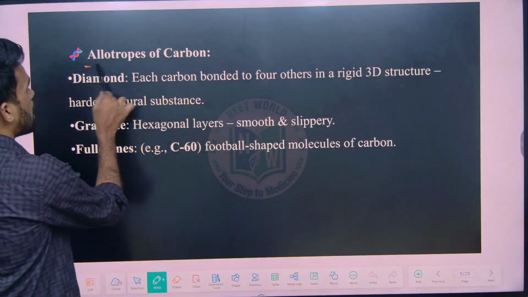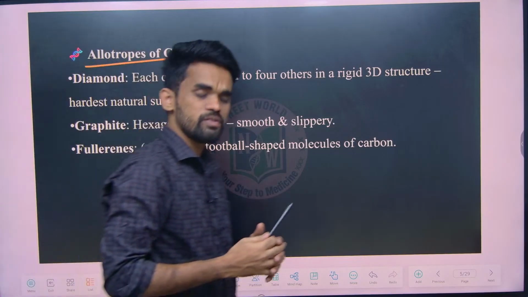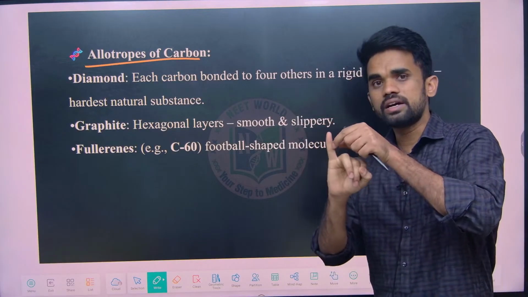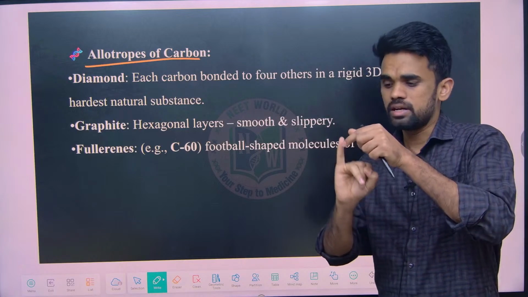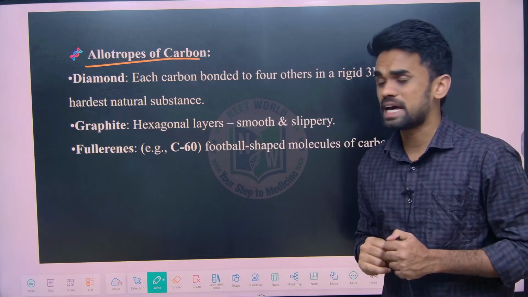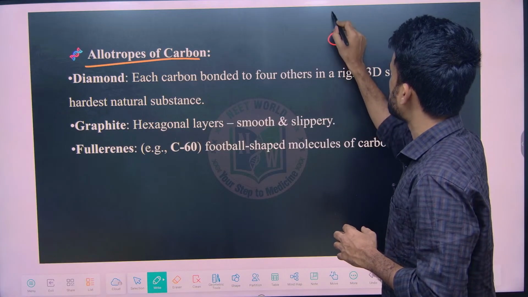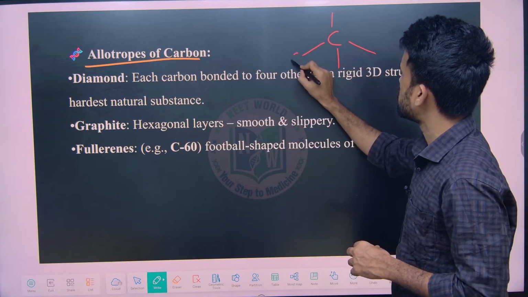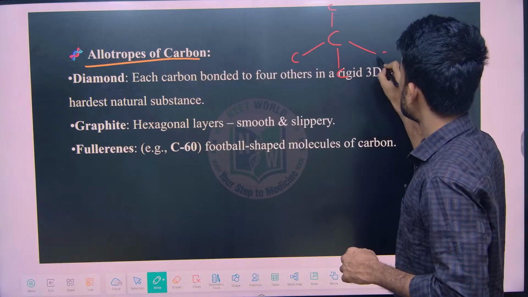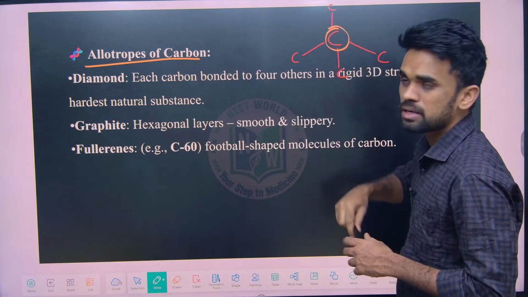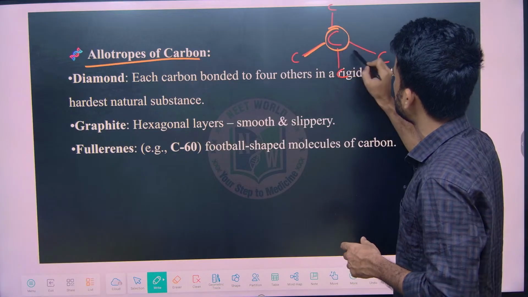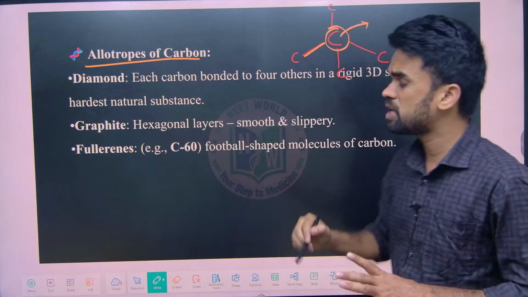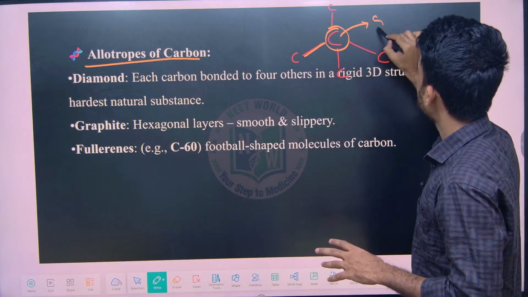Now carbon has different allotropes. What are the allotropes we have for carbon? Diamond, graphite and fullerene. In diamond, each carbon is surrounded by 4 other carbon atoms. If you consider the central carbon, how many bonds does it have? 1, 2, 3, 4. So 4 bonds. All 4 bonds are single bonds, sigma bonds only. You can say the hybridization of this carbon is sp3.